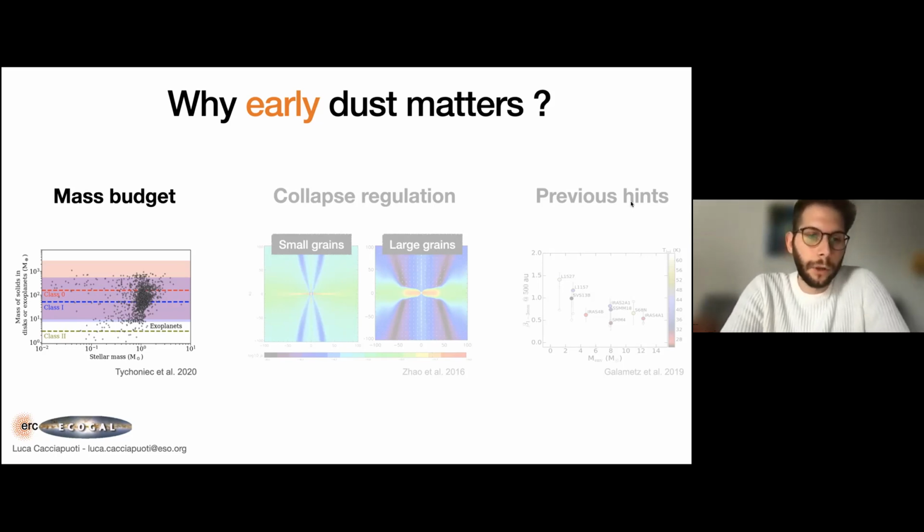And you see here a plot from Tychoniec et al. in 2020, in which they show a comparison between the mass in the exoplanets we know, or at least we knew at the time, and they compared it to the mass of dust in the disks around the young class 0 and class 1 objects and class 2 disks. And you see that the dust mass that we see in class 0 and class 1 disks is enough to explain the exoplanets that we know, while in class 2, that's not the case anymore.